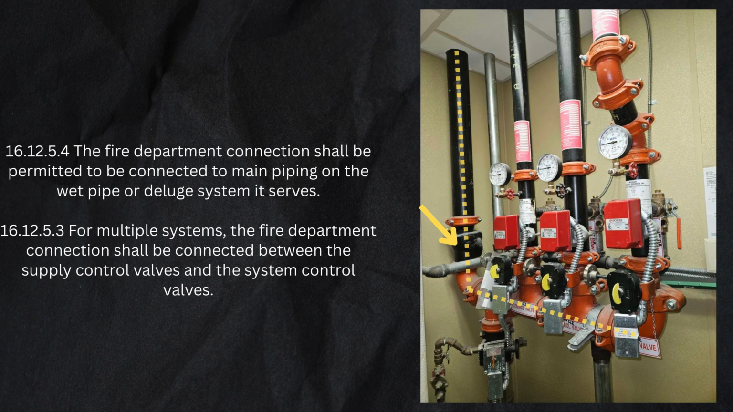The fire department connection shall be permitted to be connected to main piping on the wet pipe or deluge system it serves. For multiple systems, the fire department connection shall be connected between the supply control valves and the system control valves.